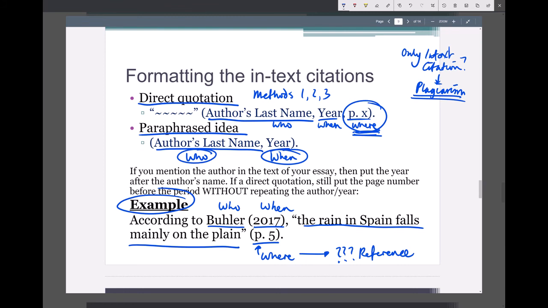But remember, you need the who, the when, and the where in your in-text citations. So remember, see the citation lecture if you need more details and practice. So this is the quoting or paraphrasing lecture. And then this also.